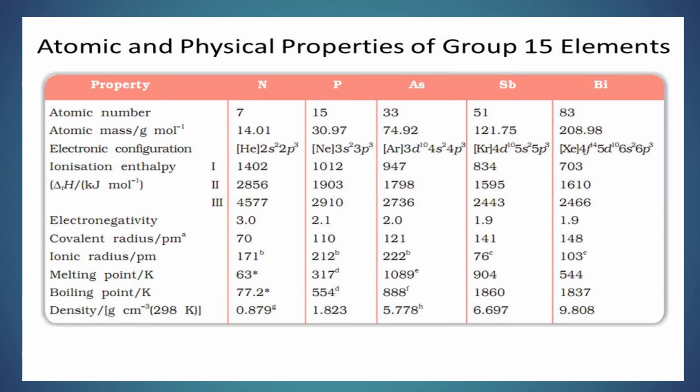You can see in this second point atomic mass is given, and the atomic mass of group 15 from nitrogen to bismuth increases from 14.012 to 208.98 for bismuth. And as the atomic mass increases, density of group 15 elements also increases as we move from nitrogen to bismuth, or as we move down the group.